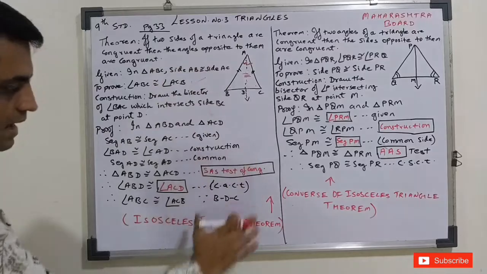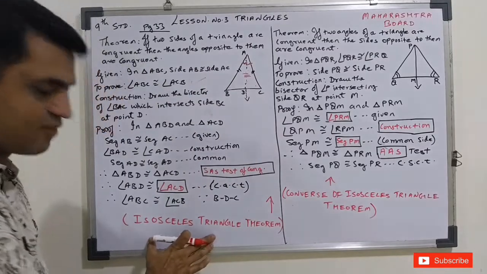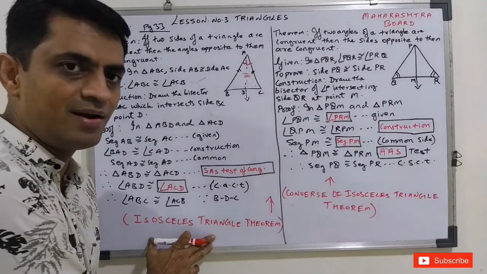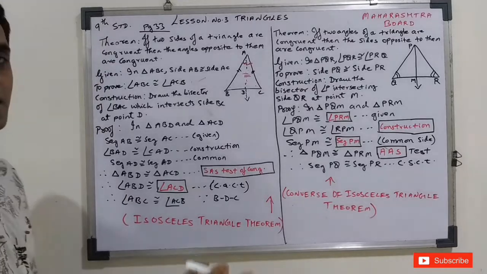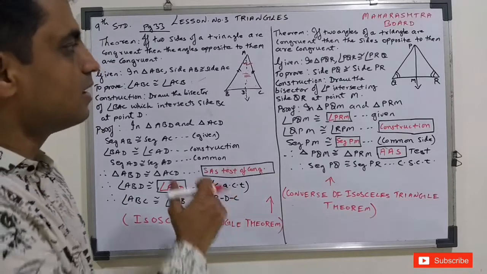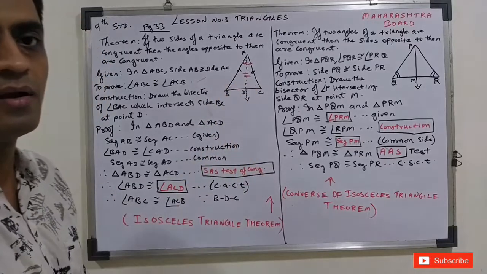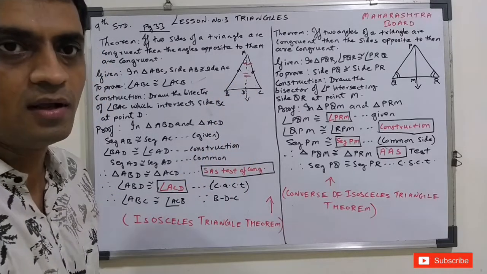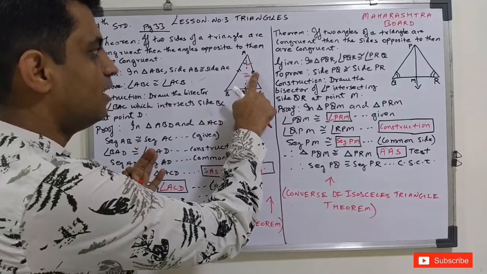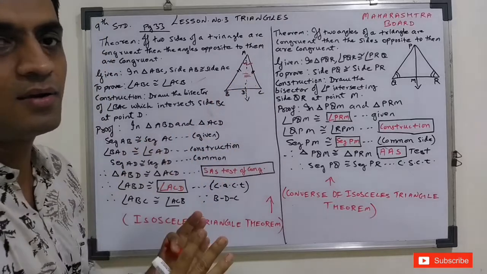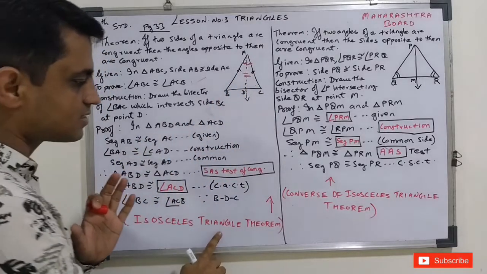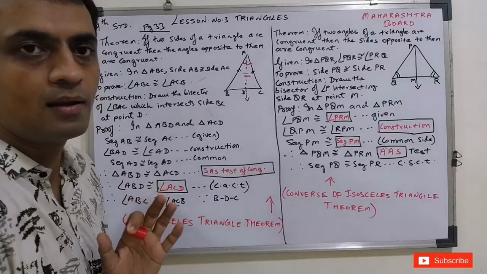The space was not there, so I did not write it down after that. So this is called the isosceles triangle theorem. It means the congruent sides were given to you and the base angles are always equal. So if the sides are equal, then the base angles are equal. That is called the isosceles triangle property.